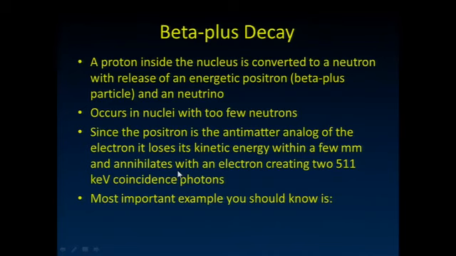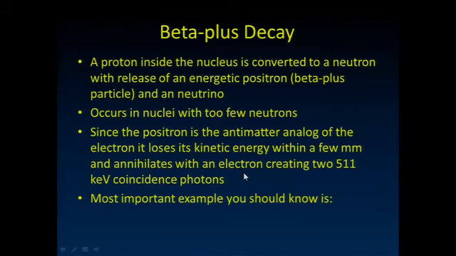It's going to come in contact with an electron there, and they're going to annihilate each other, and all of their rest mass is going to be converted into pure energy. And we get the production of two 511 keV coincidence photons. Notice we don't call these gamma rays, right? Because they weren't produced in the nucleus of this atom. They were produced as a result of the positron that was produced in the nucleus of the atom. So 511 keV photons here that are produced.